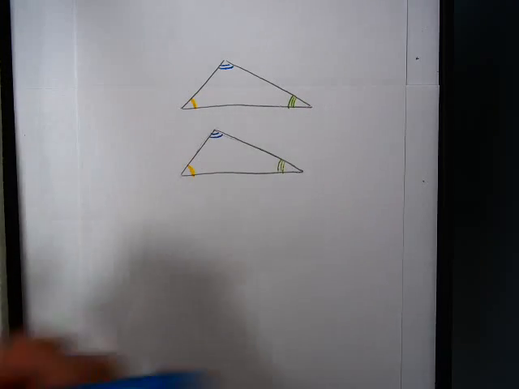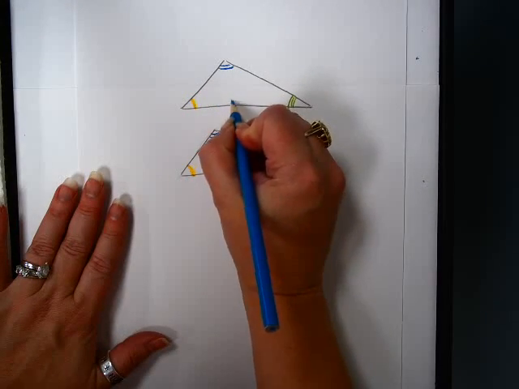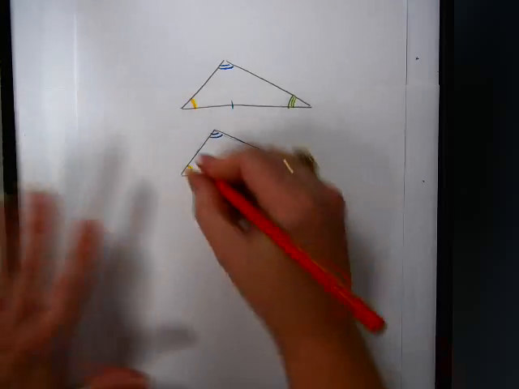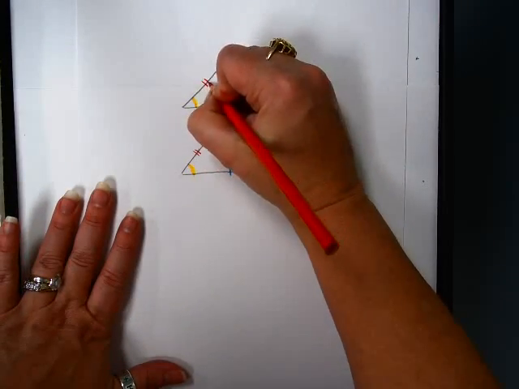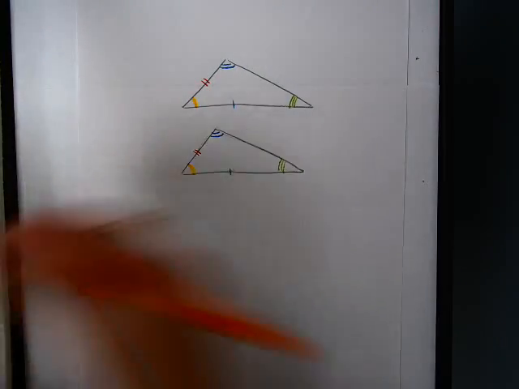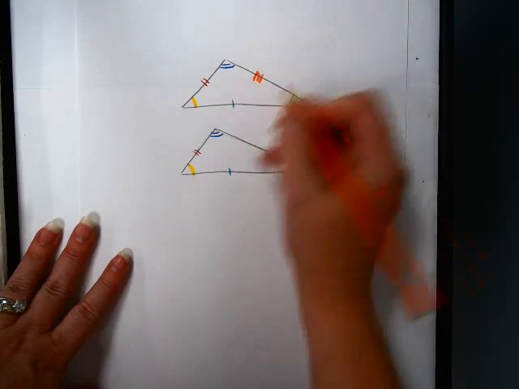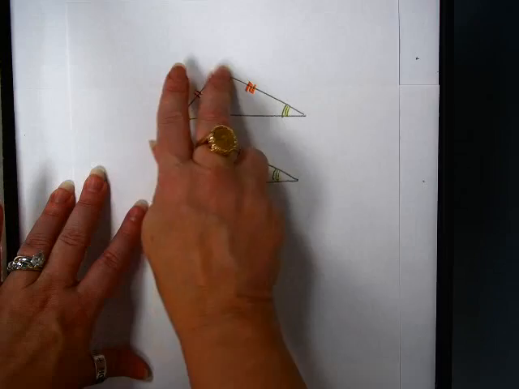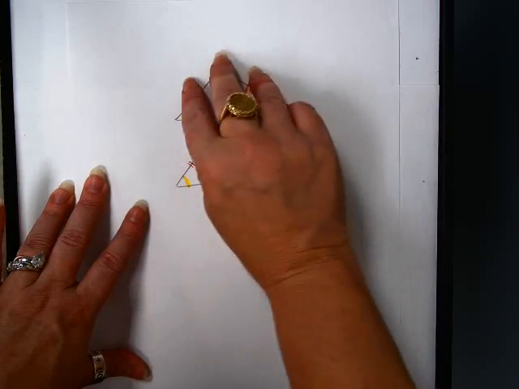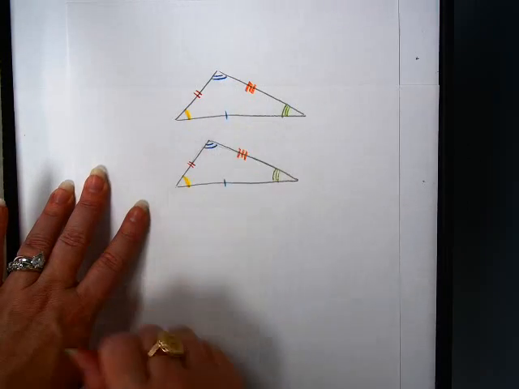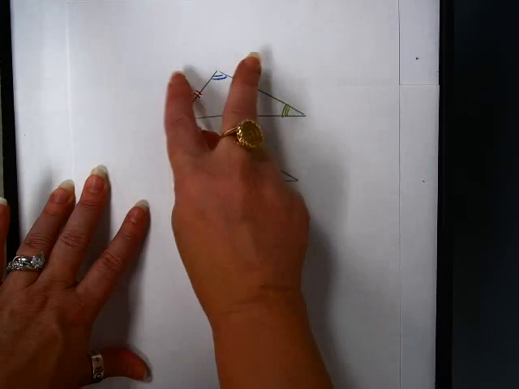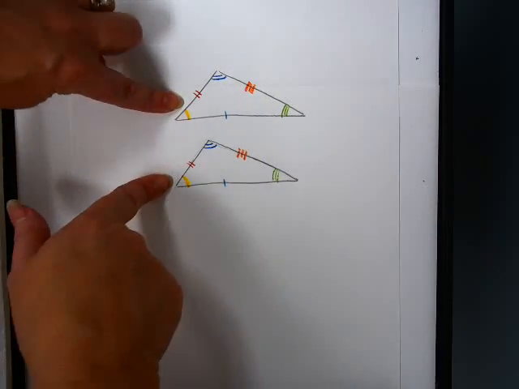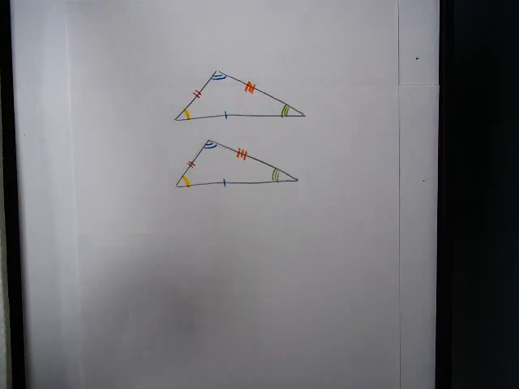I had to then go back and prove that this side was congruent to this side, and then this side congruent to this side, and then finally this side congruent to this side. Now once I had all 3 angles of this triangle and all 3 angles of this triangle congruent, and then those 3 sides and those 3 sides, then I knew that those 2 triangles were congruent. And that took quite a bit of time.